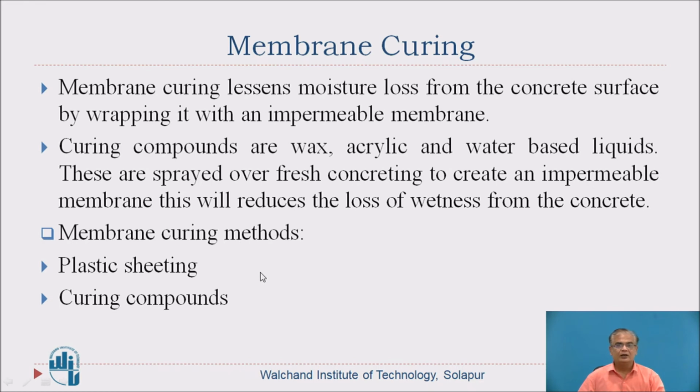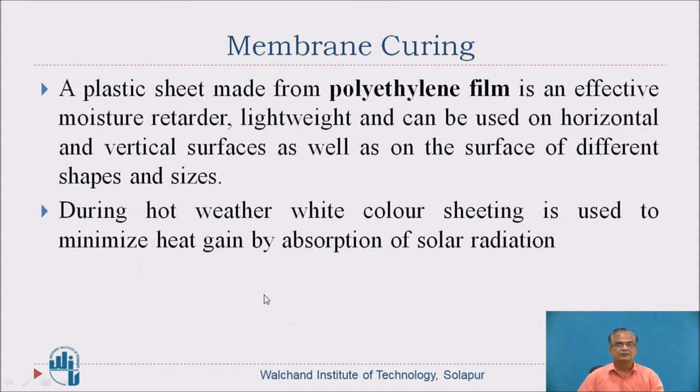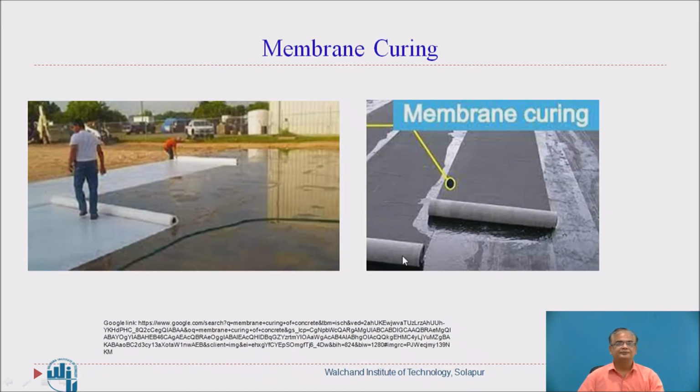Now there are these two methods of membrane curing, plastic sheeting and curing compounds. These two ways are there. So a plastic sheet made from polyethylene film is an effective moisture retarder. Remember, it is lightweight and can be used for horizontal and vertical surfaces. During hot weather, white color sheeting is used so that heat absorption is minimum. Here you can see membrane curing. In both images, membrane curing is being done.